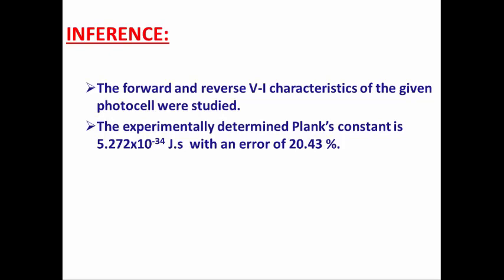Thus, we can conclude that in the experiment, the forward and reverse VI characteristics of the given photocell were studied. Experimentally, we found the Planck's constant to be about 5.27 into 10 power minus 34 joule second with an error of 20.43%.